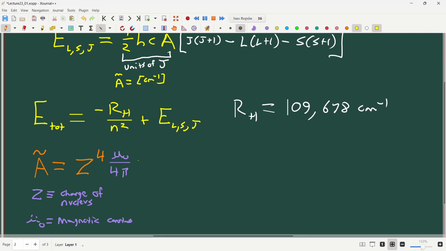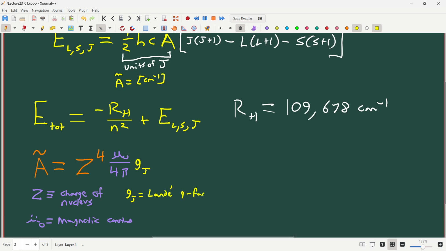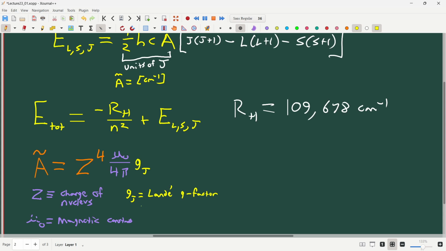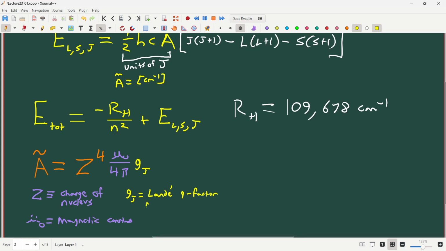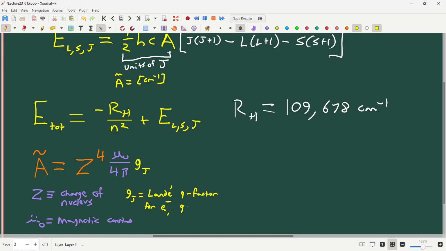And then it's times this number called g sub J. This g sub J is called the Landé g factor. And for hydrogen, for the bare electron, g is 2. It's just the number 2, roughly. It's actually a little smaller than that, but it's roughly 2. We'll see that on the homework, you'll see that number varies.